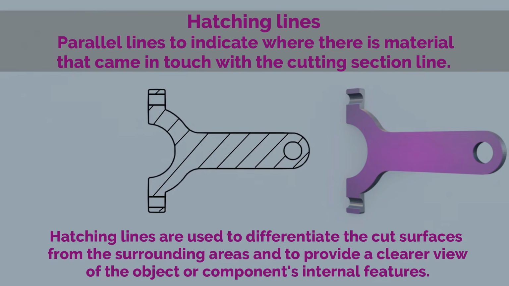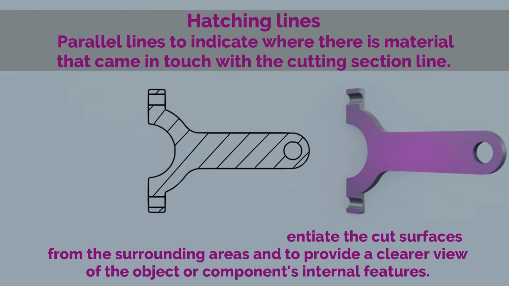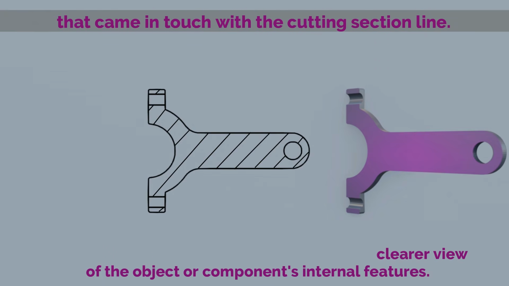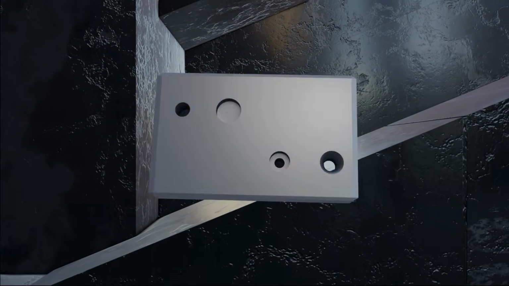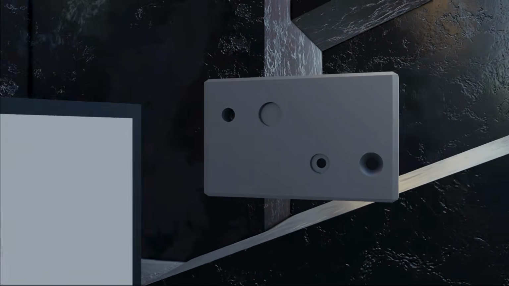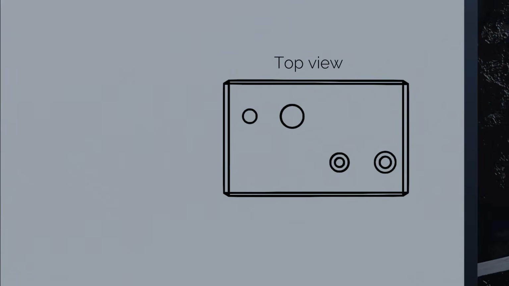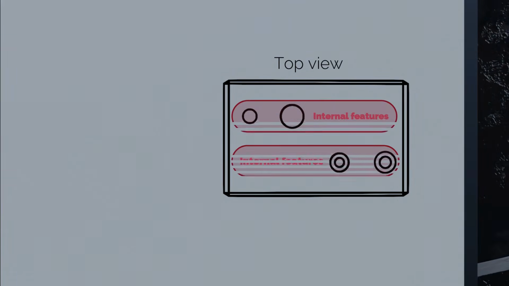Before we end today's lecture about hatches and section views, there is one more thing we need to learn. Let's do that in a simple, practical example. Imagine you have a part that looks like that, and you have a top view of this part on a drawing. Now you want to show its internal features in a section view.